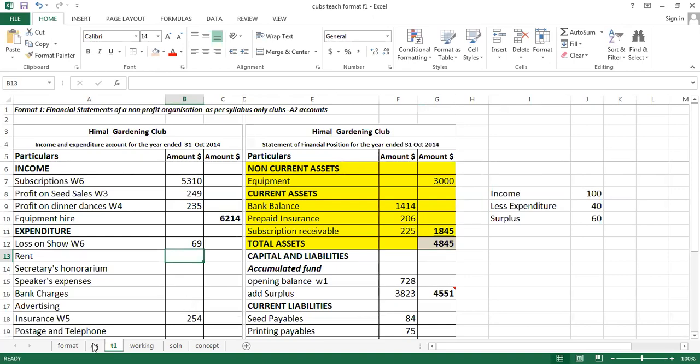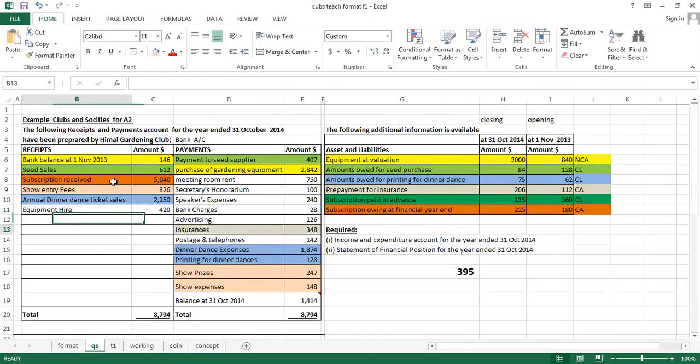Okay, back to the question. Now we have done the show entry. Then down here there's equipment hire. Equipment hire means we have given some equipment on hire and received 420. This has nothing to do with purchase or sale of equipment, so it does not go in the equipment account. So 420 is a receipt, and straight away this has no related expenses.